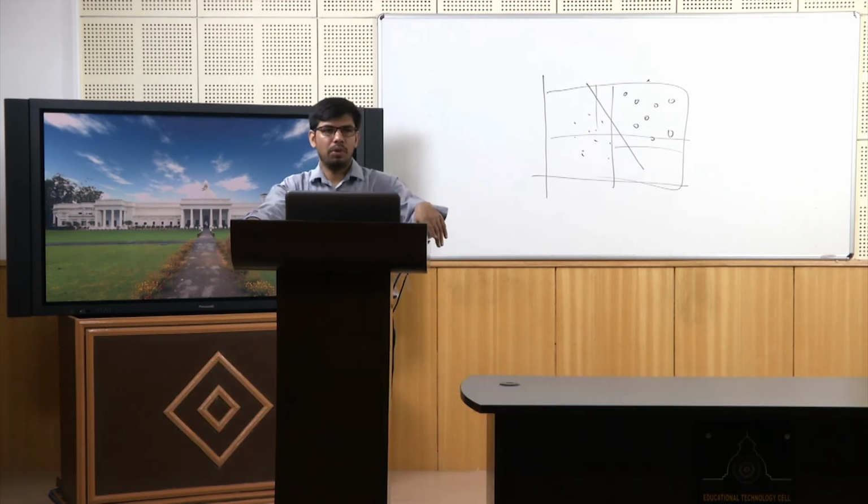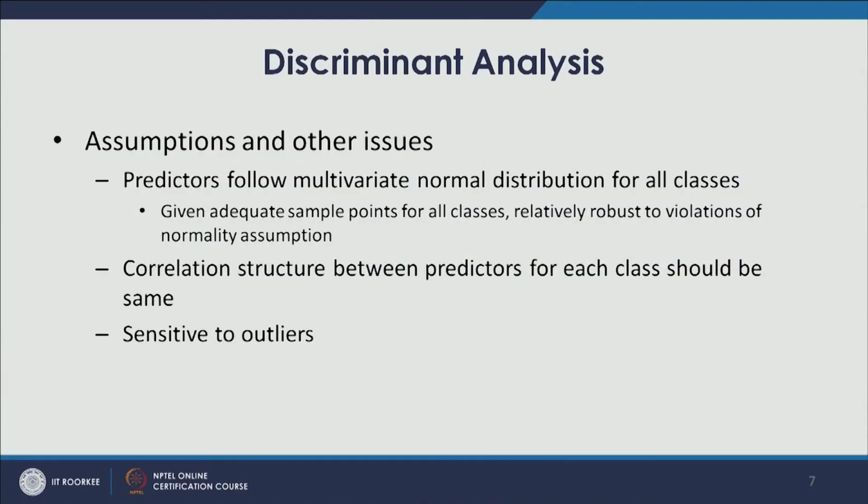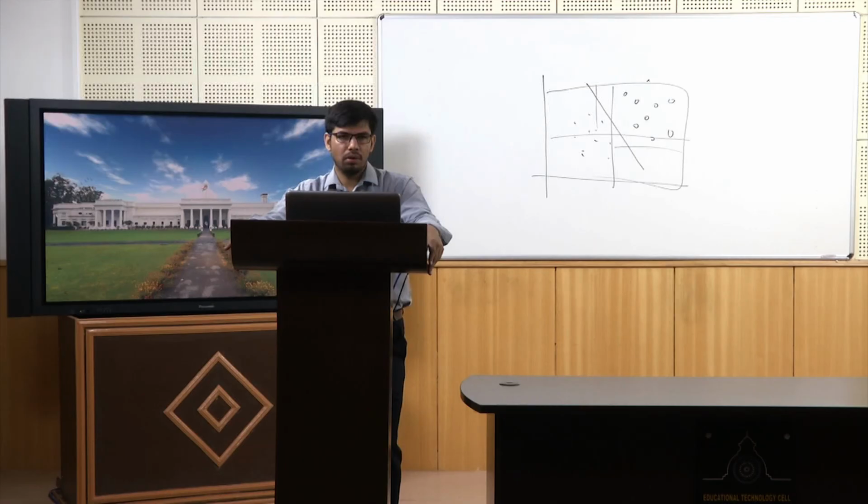So a few important things that we would like to cover here. There are some assumptions and other issues concerning discriminant analysis. For example, the first assumption is that predictors are supposed to follow a multivariate normal distribution for all classes. So the predictors that we use to construct our linear discriminant function, for each of those classes, should follow a normal distribution. However, if there are good enough sample points, then the results are quite robust to violation of this particular assumption. However, an adequate sample size for each of those classes has to be there.